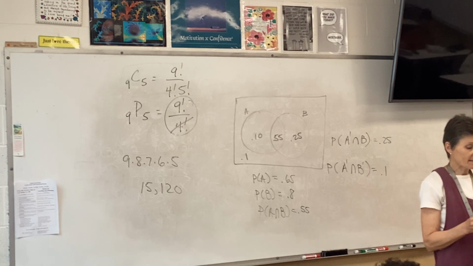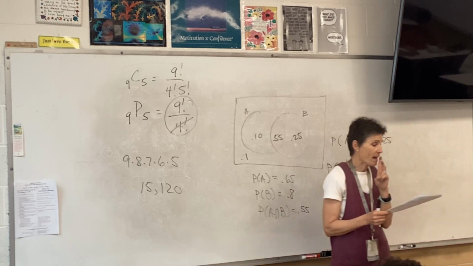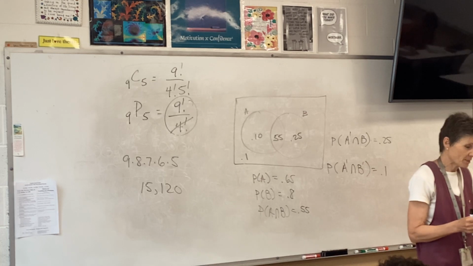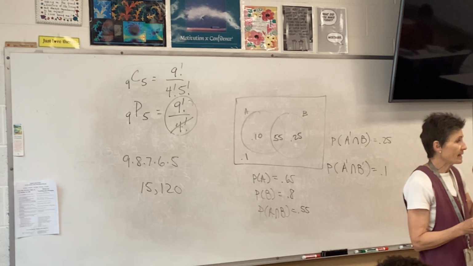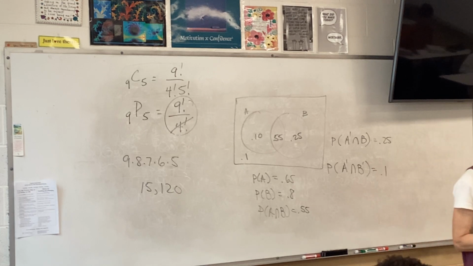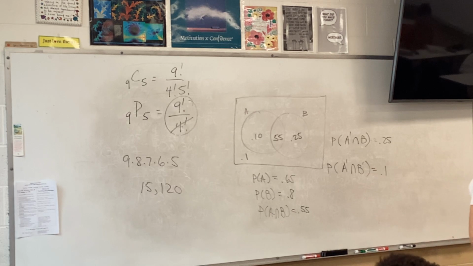What is the probability that the first one likes English and the second one likes math? So first one likes English, 0.2. Second one likes math, 0.4. What do I do with those? Multiply them. What do I get? 0.08.